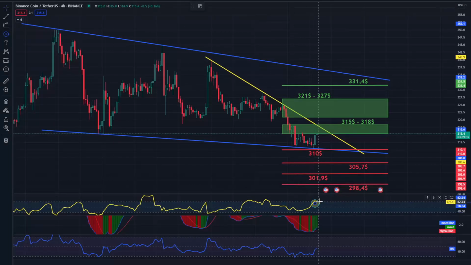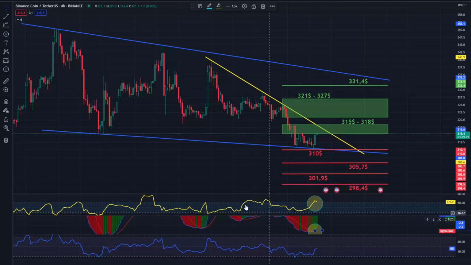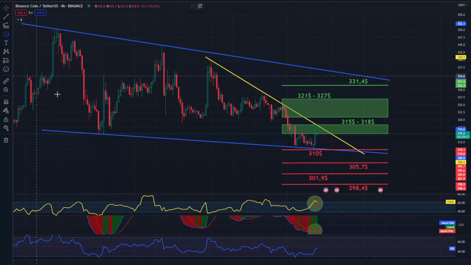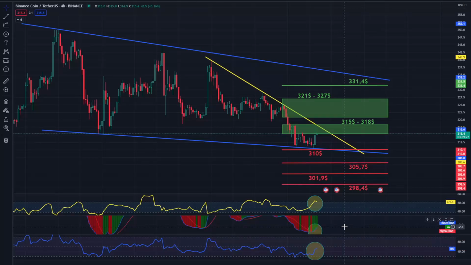The CHOP index indicates that there is a lot of energy for the next move. The MACD indicates a transition to a local uptrend, while the RSI bounced around the middle of the range, which indicates that there is room for the price to go up a bit more.